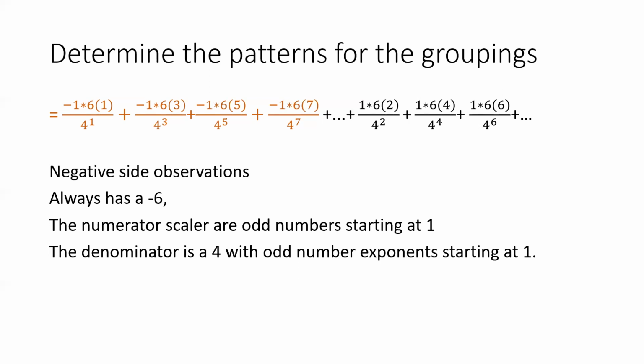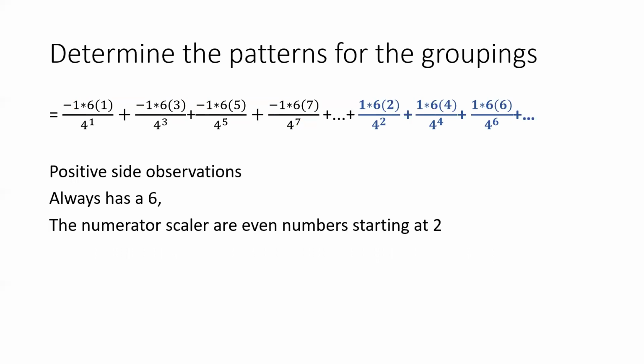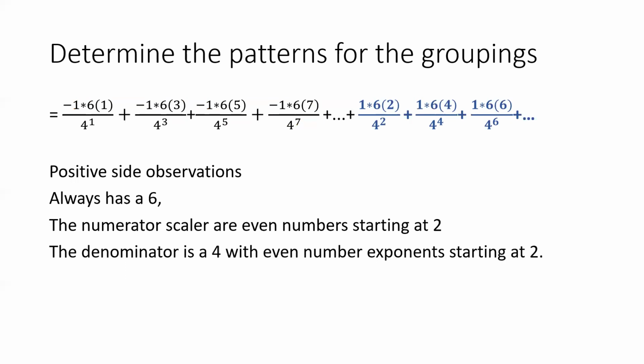Now let's see if we can kind of break down how the positive side is working. And on the positive side, you might notice that there's always a 1 times 6 in the numerator. And then we go 2, 4, 6, 8, 10, and so forth. So the scalar value starts at 2 and is all the even numbers. Denominator, in a very similar sense, is 4 to those even values starting at 2.